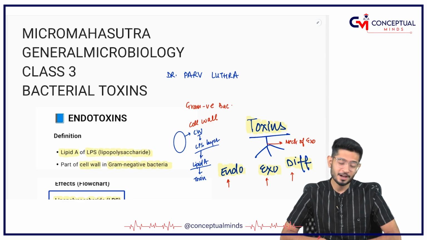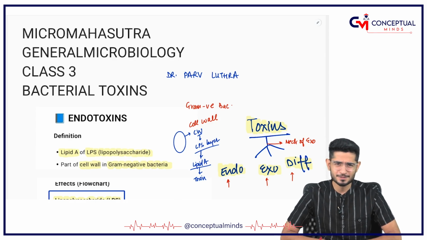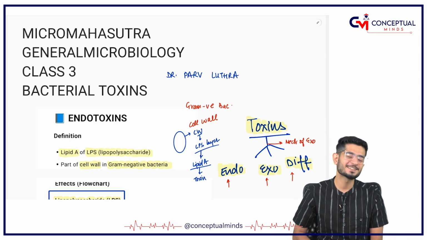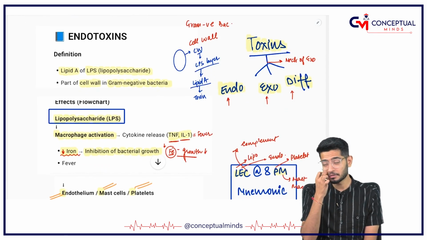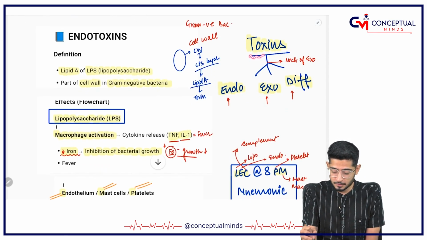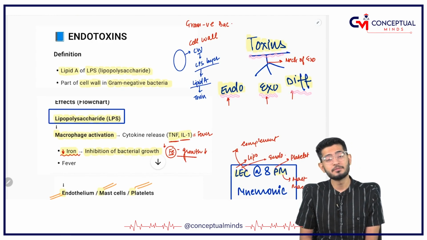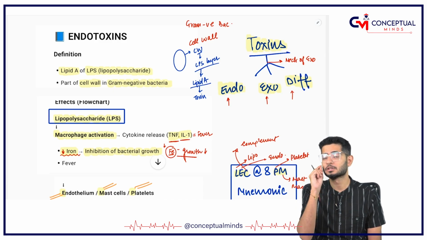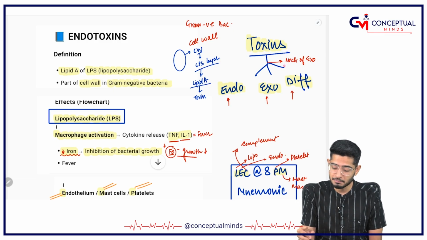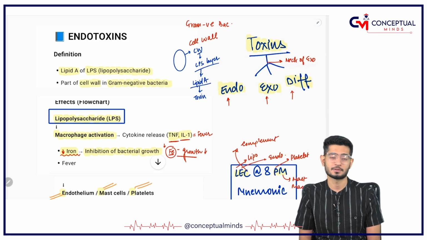In this session we are going to discuss the bacterial toxins. So bacteria also have toxicity in their life. Let's discuss the toxicity of bacterial life, that is, bacterial toxins. My dear friends, the topic of toxins has been divided into three parts: endotoxins, exotoxins, and the difference between endotoxins and exotoxins. And in the end, we will discuss a topic of vital importance, that is, the mechanisms of exotoxins.